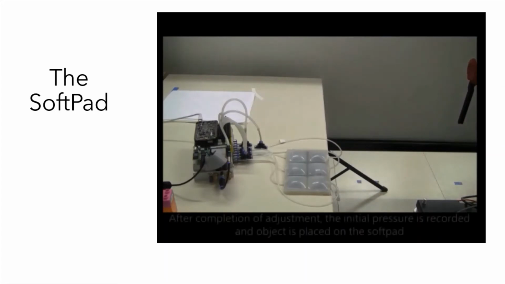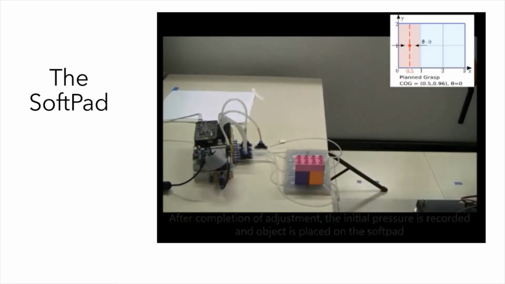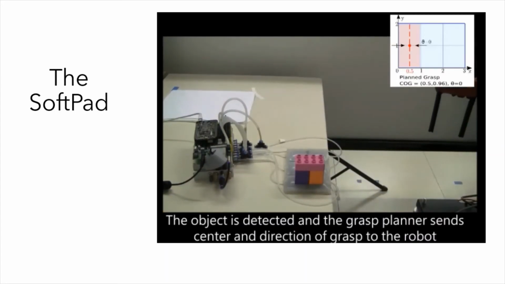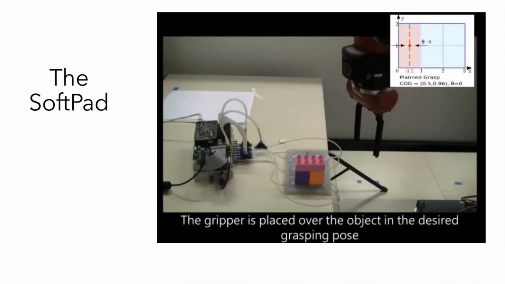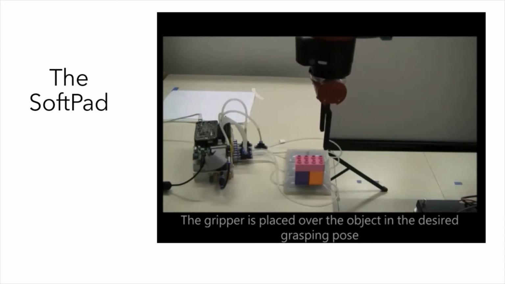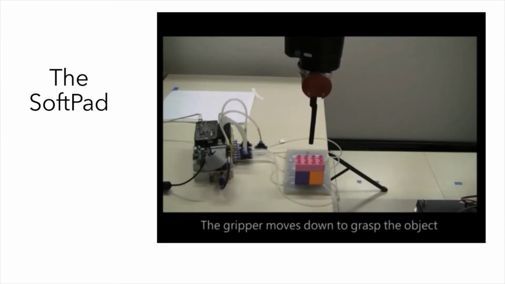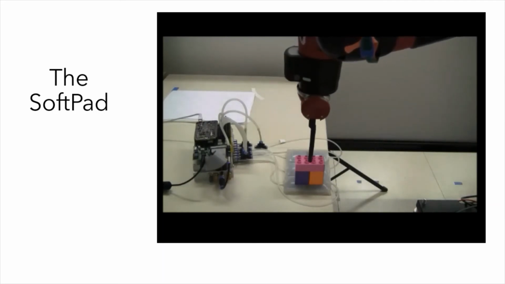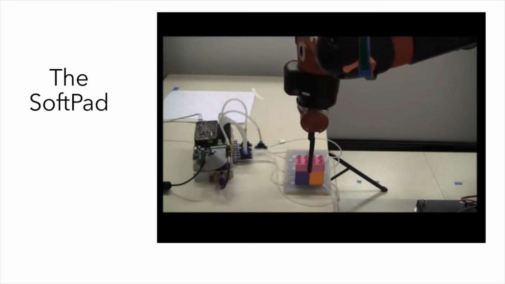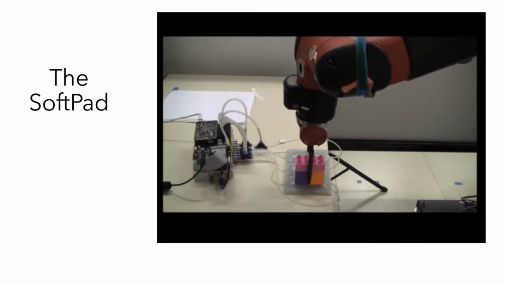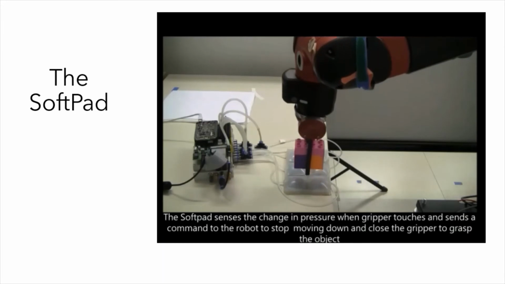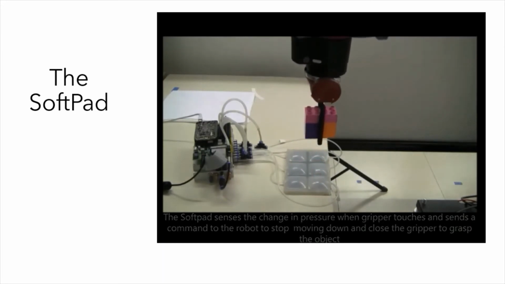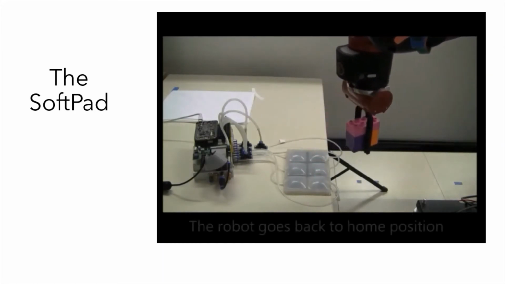In addition, we can also estimate the shape of the object based on which modules are contacted, and we can also estimate a center of mass of the object. Based on this information, we can place a gripper over the object and then grasp it. The SoftPad also provides another type of information. In fact, we will see in the video that when the gripper touches the SoftPad, then the gripper starts closing. So the SoftPad also allows us to detect the contact between the gripper and the environment.